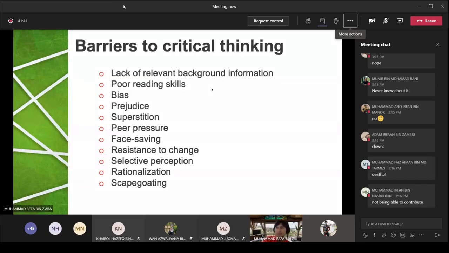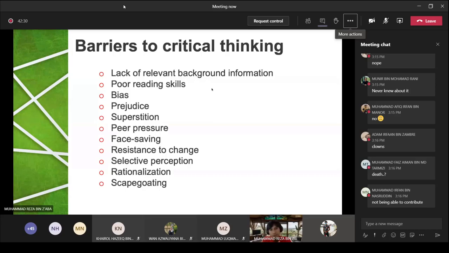So there are things that prevent us from thinking critically. Lack of information, so lack of knowledge. If you don't have the necessary knowledge in order to solve the problem, that is a barrier. In order to think critically, you need to be equipped with all the relevant information pertaining to a particular issue that we want to decide on. We may also have certain biases. Before we make a decision, we have actually already made the decision, because we are biased toward a certain view.